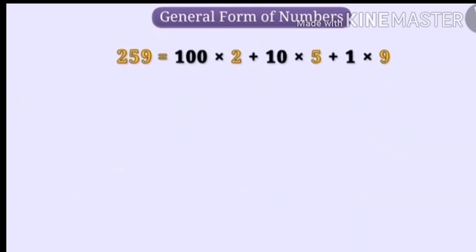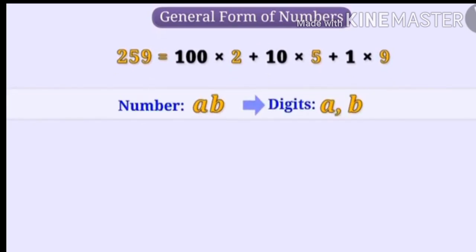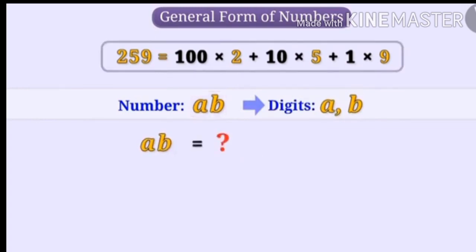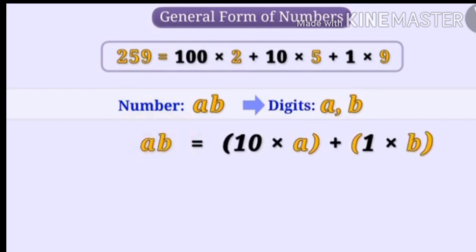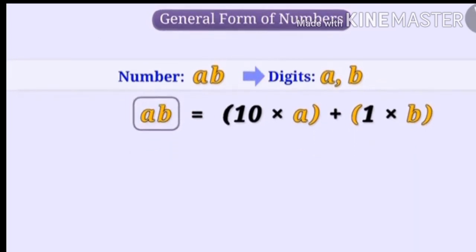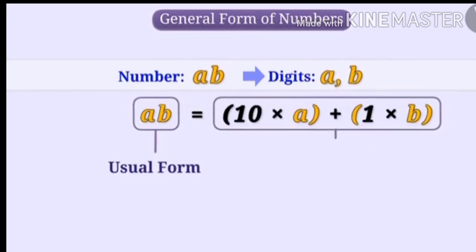Now suppose we have taken a number AB, which has the digits A and B. Remember that AB does not mean A into B. Can you write it in this way? Try it. We will write this as 10 into A plus 1 into B. We call this form of the number AB the usual form of the number, and this form is called the generalized form of the number.